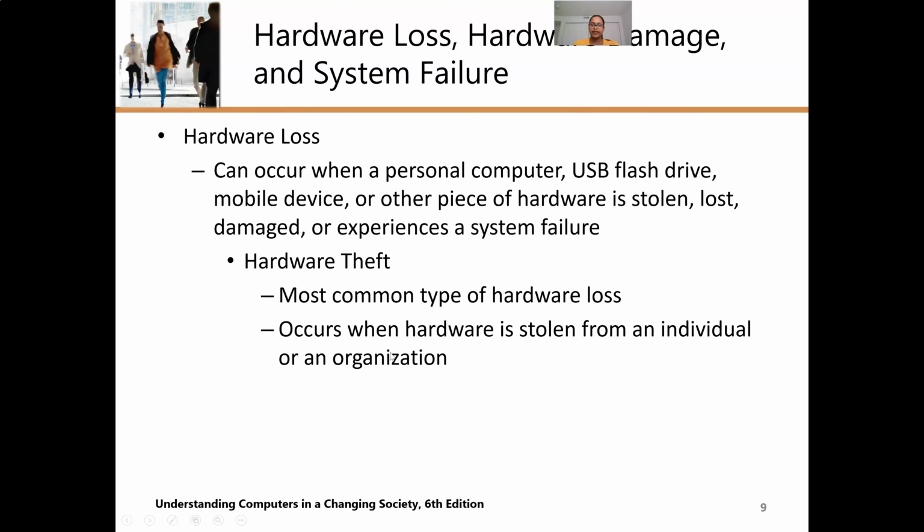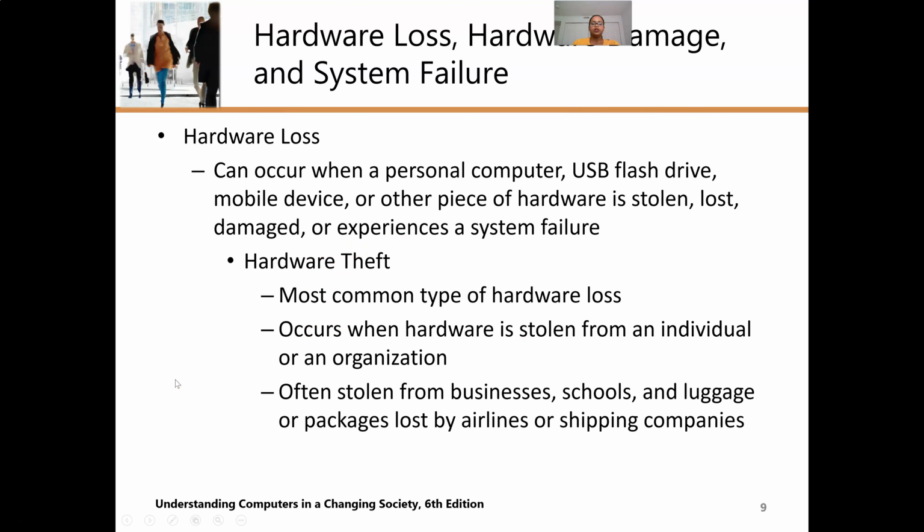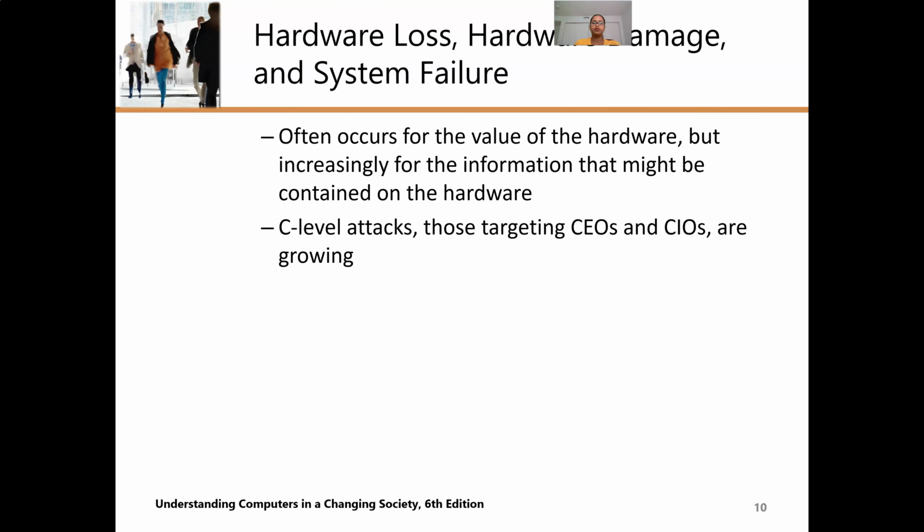Coming to hardware theft, this is one of the most common types of hardware loss. You keep your smartphone in a public place and it's just lost. That is a form of hardware theft. It also occurs when the hardware is stolen from an individual or an organization as a whole. So these are losses by the airline companies or shipping companies, the luggage which was lost. These are some of the common types of hardware losses.